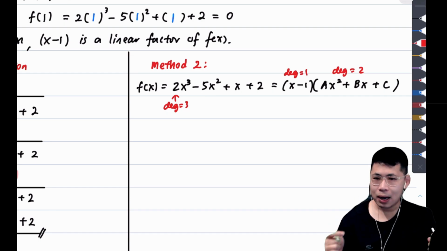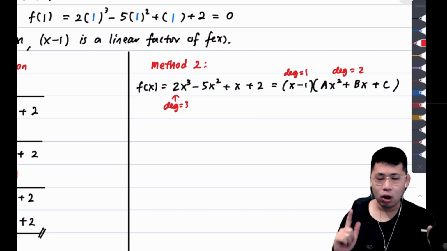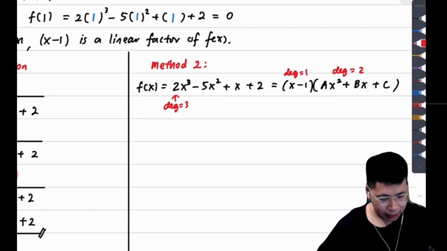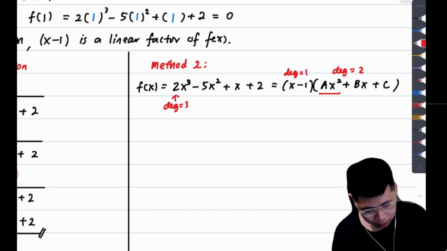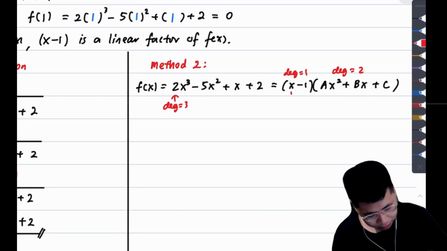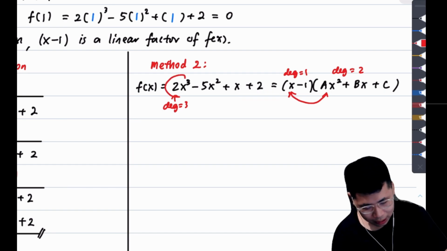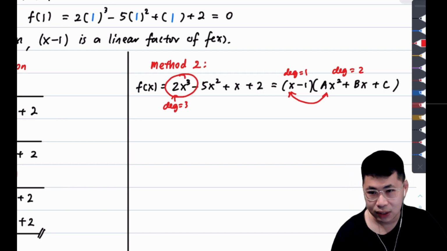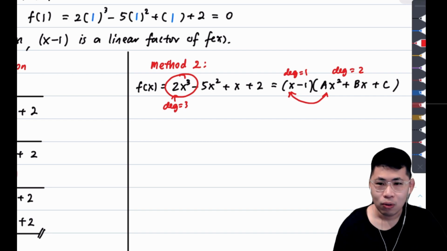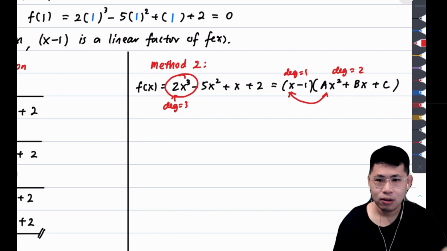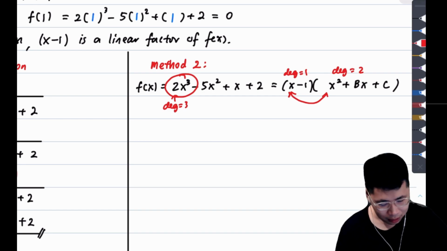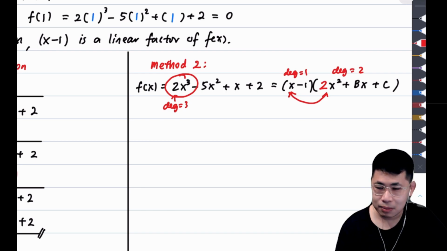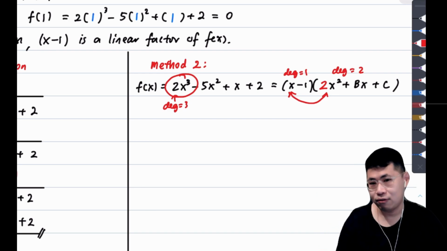We can make smart guesses for a and c, and all we have left to do is get our b out. So let's make our smart guesses for a. Over here, we can multiply ax squared and x to get our 2x cubed, right? So what would be a good number for a so that we can get 2x cubed? a should be the number 2, because 2x squared times x will give us 2x cubed on the left.